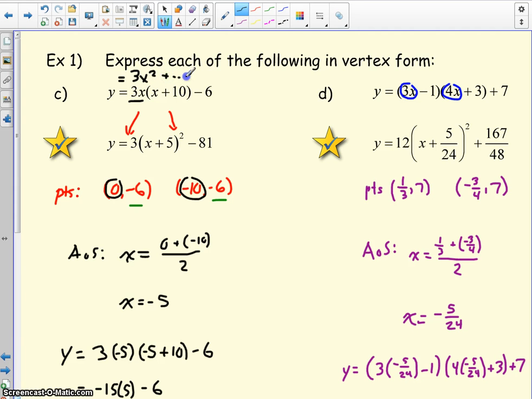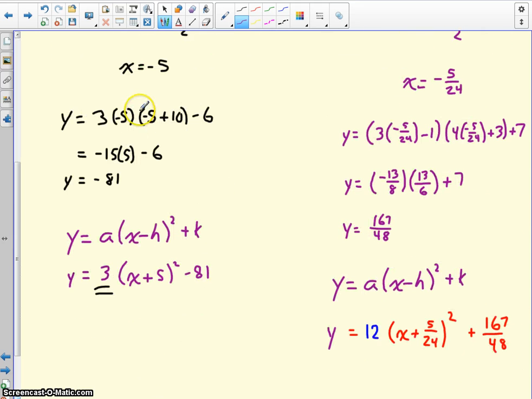Okay, and there is more to it, obviously. You can expand and simplify the entire thing and find the answer. But again, all I'm concerned about here is the a value, so I can stop there once I've found that. So that a value is 3, and I get my equation in vertex form.